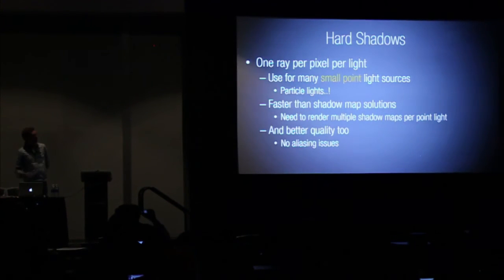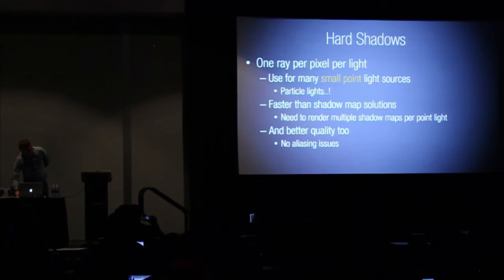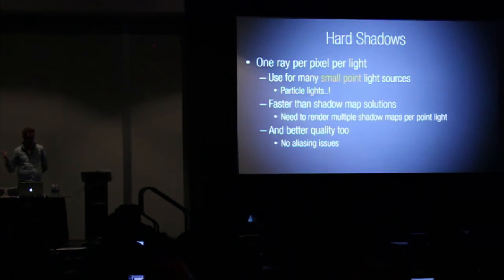So we'll go through a few use cases. Hard shadows. Here's an image of some hard shadows rendered in the real-time renderer. Hard shadows, 1 ray per pixel per light. Hard shadows are actually quite annoying to do with rasterization. They're quite hard to do, so this is kind of a bonus thing. If you had many, many small point light sources and you didn't want to generate shadow maps for all of them, or, for example, particles casting shadows, this is a great solution.